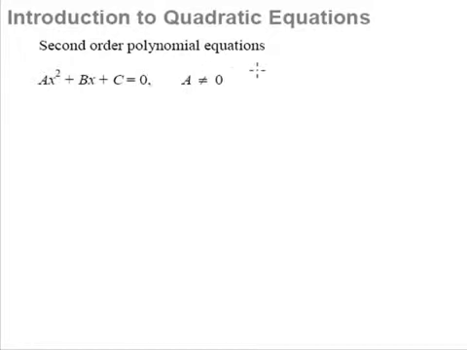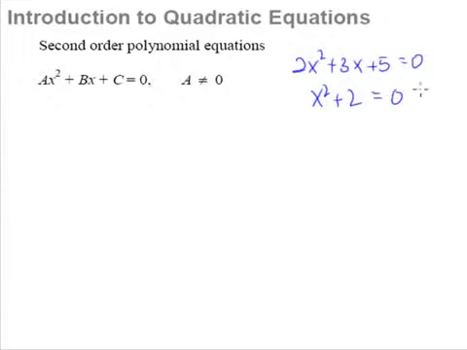Examples of quadratic equations would be, for example, 2x squared plus 3x plus 5 equals 0. This is a quadratic equation. Another example would be x squared plus 2 equals 0. This is another quadratic equation. So as long as an equation involves x squared, it is known as a quadratic equation.